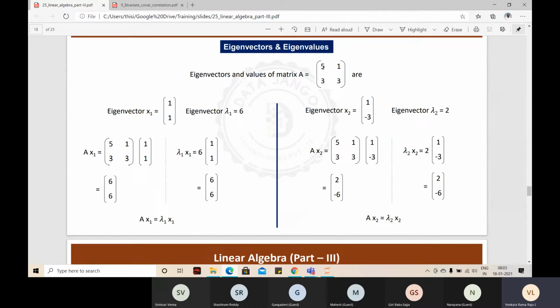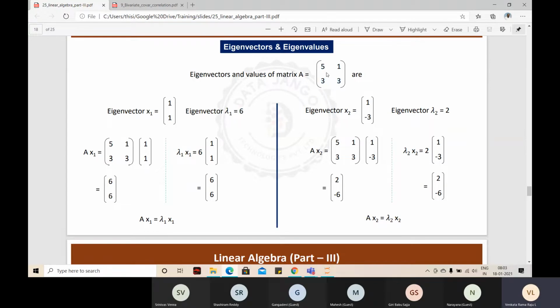See this here? I have taken a matrix 5, 1, 3, 3, and then I have taken an eigenvector and eigenvalue. The eigenvalue lambda is equal to 6. I multiplied A into x1 and got 6, 6. I multiplied lambda 1 into x1 and got 6, 6. See, the right hand sides are equal. So I can say A x1 is equal to lambda x1. So this 1, 1 is an eigenvector for this matrix. The 6 is an eigenvalue for this matrix.